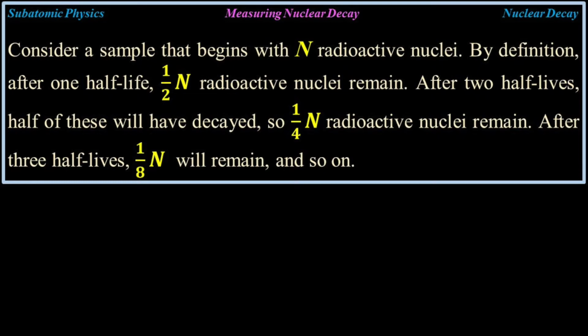Consider a sample that begins with N radioactive nuclei. By definition, after one half-life, 1/2 N radioactive nuclei remain. After 2 half-lives, half of these will have decayed, so 1/4 N radioactive nuclei remain. After 3 half-lives, 1/8 N will remain, and so on.